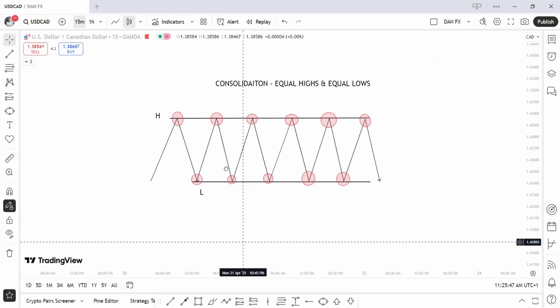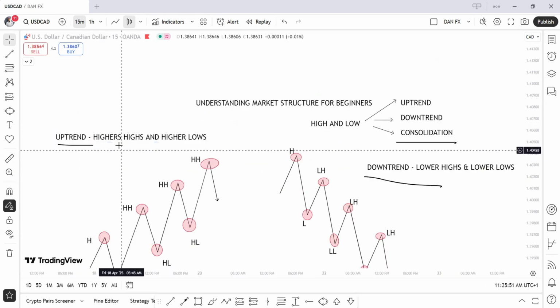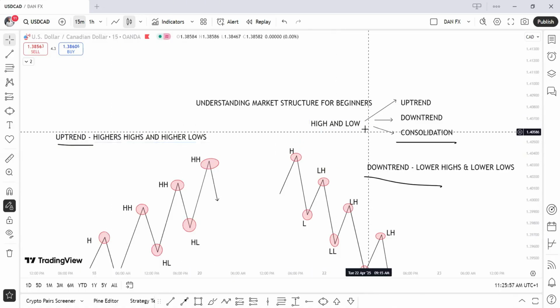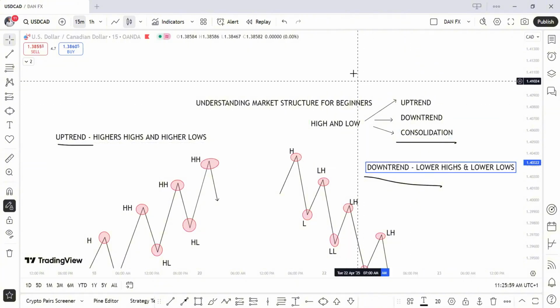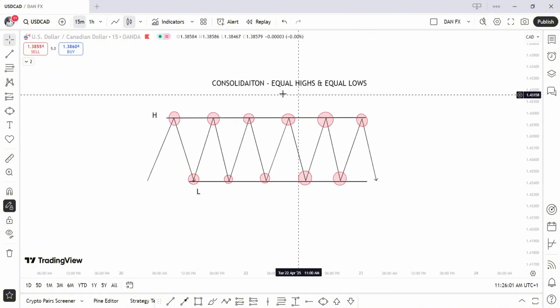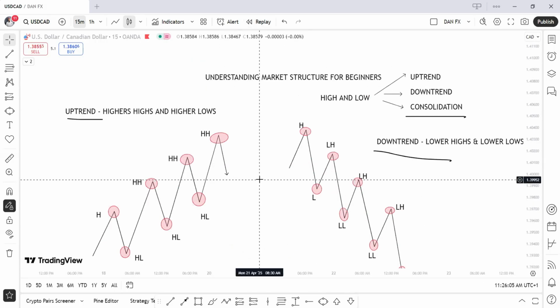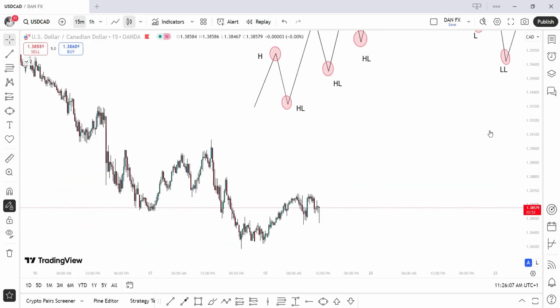And the way to do that is by the characteristics. If you know that an uptrend consists of higher highs and higher lows, you should be able to see higher highs and higher lows when you are in an uptrend. If you're in a downtrend, you should be able to see lower highs and lower lows. And if you're in a consolidation market, you should be able to see equal highs and equal lows. Now I'm going to go over examples of this on the chart.